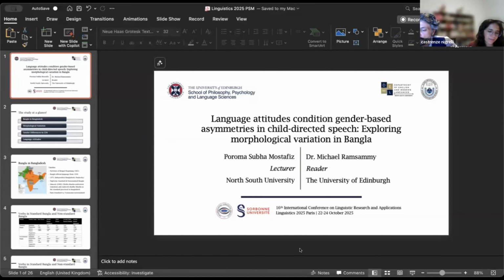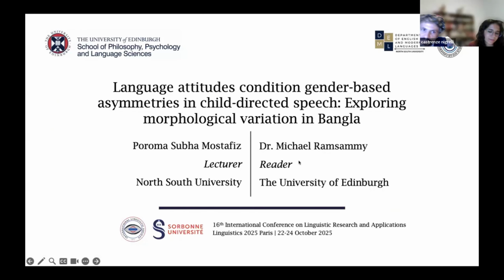So the next presentation is by Poroma Suvarmostafis, if my pronunciation is right. Yes, it is. And the talk is entitled Language Attitudes, Condition, Gender-Based Asymmetries in Child Direct Speech, Exploring Morphological Variation in Bangla.